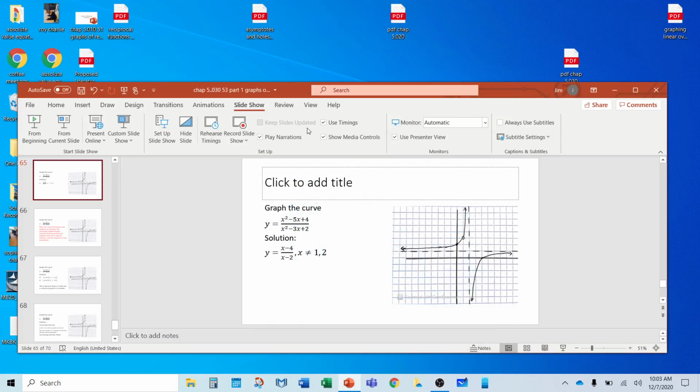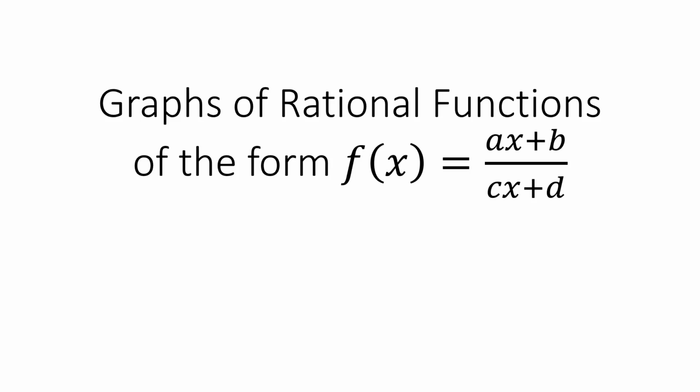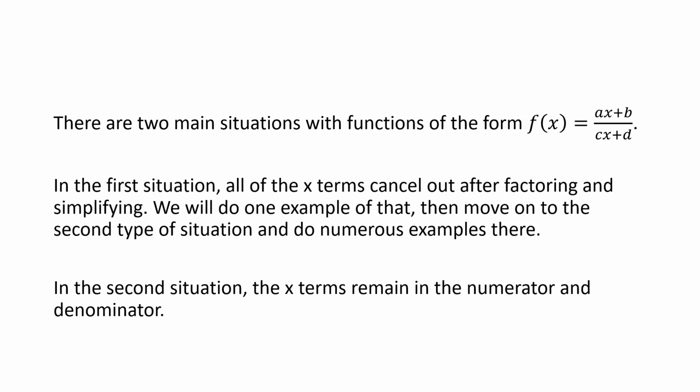In this lesson, we're going to talk about how to graph rational functions where the numerator and denominator are both linear. There are two main situations with functions of the form f of x equals ax plus b over cx plus d. In the first situation, all of the x terms cancel out after factoring and simplifying. We'll do one example of that, then move on to the second type of situation and do a couple of examples there. In the second situation, the x terms remain in the numerator and denominator.